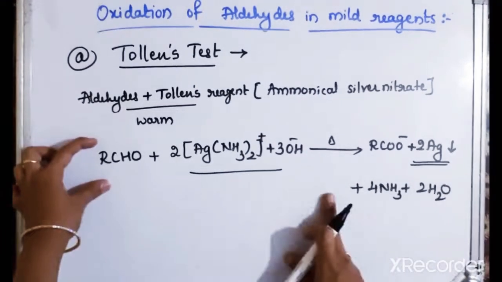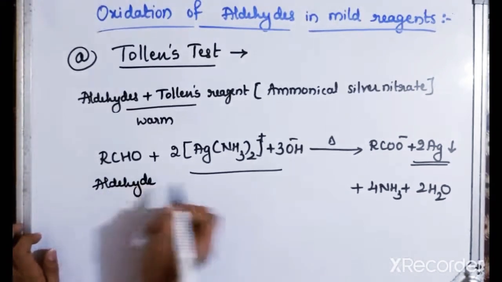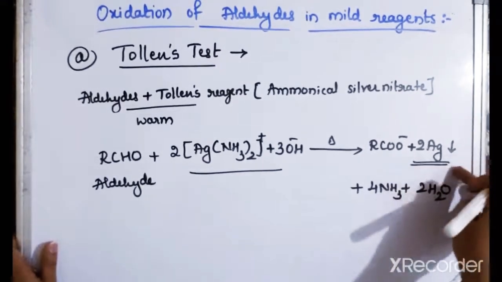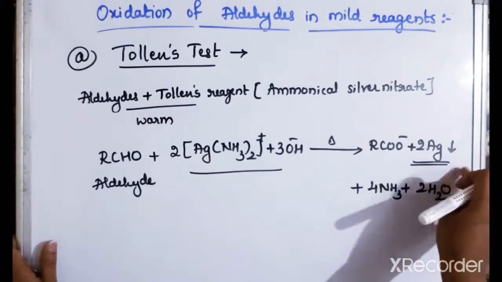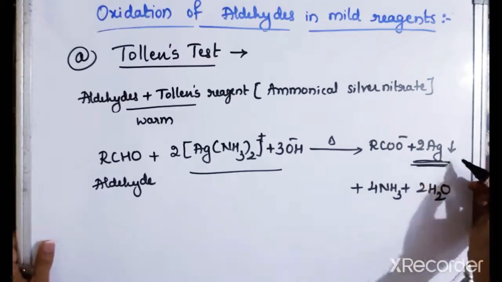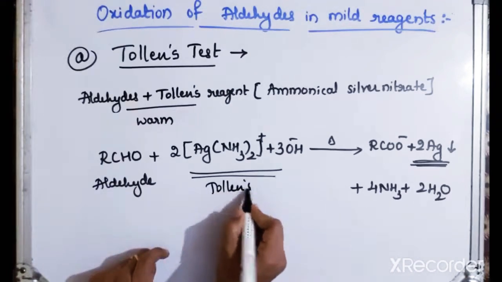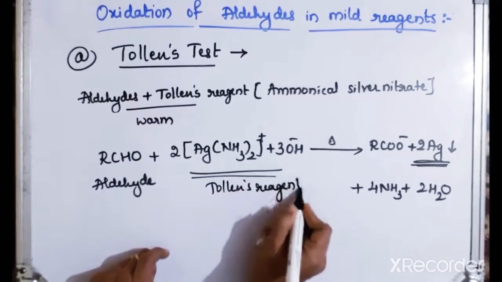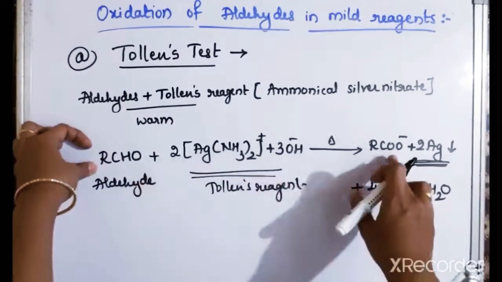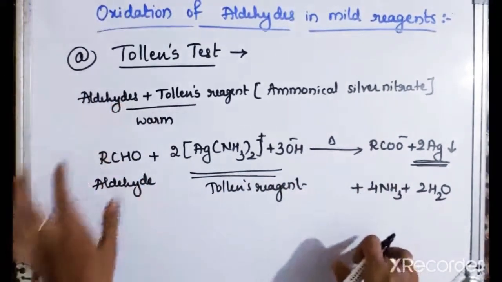Here the reaction is given like this: an aldehyde on reaction with Tollens reagent in the alkaline medium results in the formation of a silver mirror, or silver is deposited inside the test tube. That is called a silver mirror. So Ag is precipitated, it is deposited, and here the oxidizing agent used is Tollens reagent. So it oxidizes aldehyde to the carboxylate ion. So this is the oxidation of aldehyde to the carboxylate ion. So this is the first test.